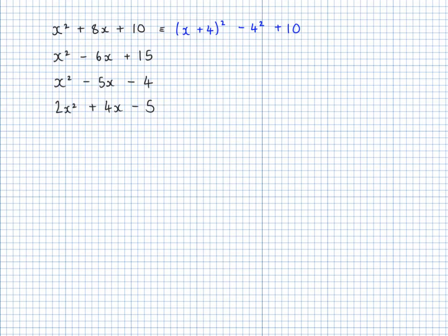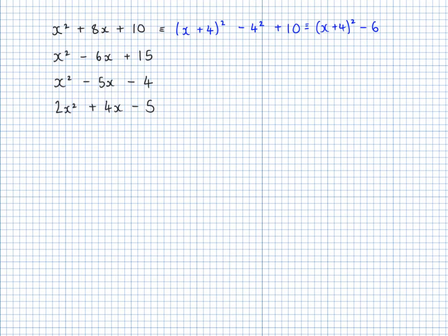So I finish it off by simplifying, but let's just check again. This will give me x squared plus 8x plus 16. Now, because I didn't have a 16, I'm taking away 16, and then I'm adding the 10 because there was an add 10 here. So this would then simplify to (x plus 4) squared, and take away 6, because I need to take away 16 and add 10. That's the same as taking away 6.